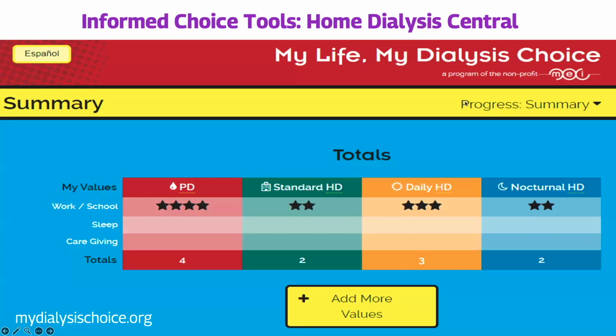This slide illustrates one of the tools developed by Home Dialysis Central to assist patients in making an informed choice. The goal here is to empower all patients to be central to their decision making and to make informed decisions or choices. This tool, for example, is going to help the patient understand what option works best for them to do what they want to do in their life.